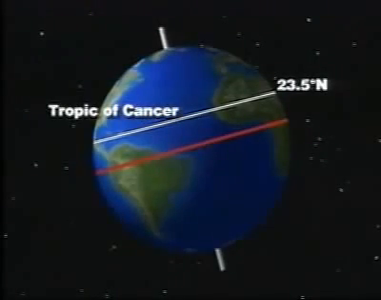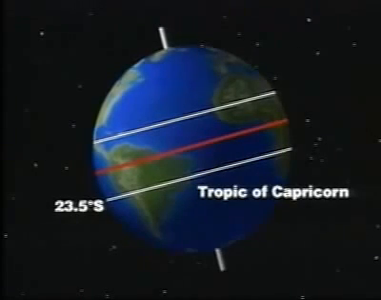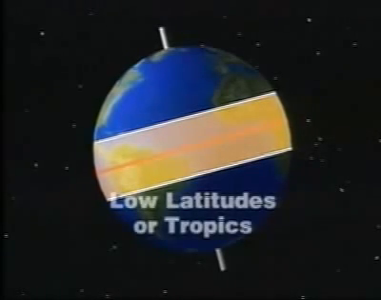23.5 degrees north of the equator is a line of latitude called the Tropic of Cancer. When the northern hemisphere is tilted toward the sun, sunlight falls directly along this line. When the southern hemisphere is facing the sun, sunlight falls upon another line, located 23.5 degrees south of the equator, called the Tropic of Capricorn. Areas of the world located between these two lines are called the low latitudes or the tropics.